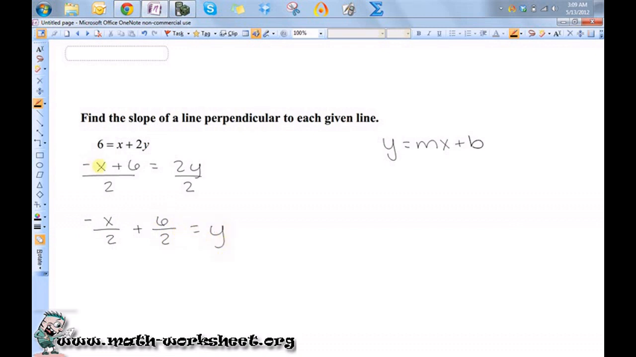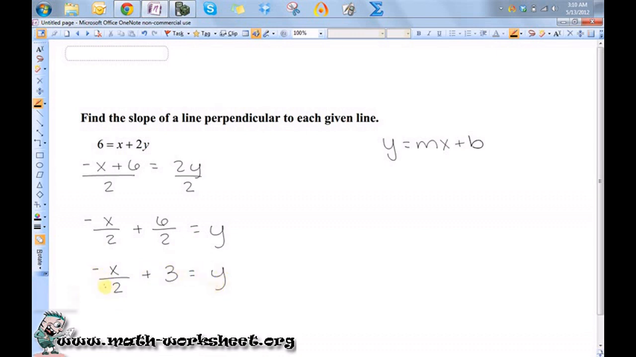Whenever you have two or more terms being added or subtracted from each other in the numerator of a fraction and then they're divided by a single number, then you're going to divide each of the individual terms by that number. So this is negative x over 2 plus 3 equals y.